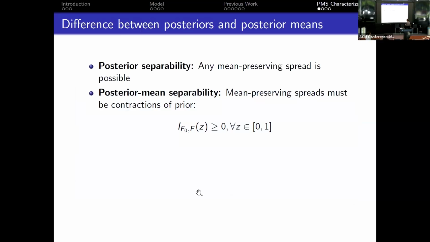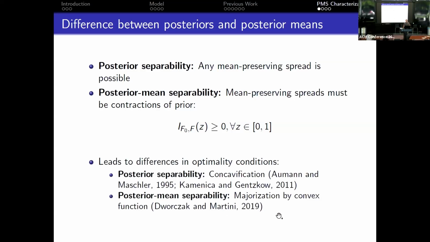Now, in terms of the difference between posterior separability and posterior mean separability, if we think about information design problems, the key distinction, in the context of flexible information acquisition, is that with posterior separability, any mean preserving spread is possible. That would be a feasible distribution of posteriors. However, with posterior mean separability, we have this extra constraint that we need to satisfy: the inequality that I of z must be greater than or equal to 0 at all values of z. So this leads to different conditions in terms of optimality for the information design problem.